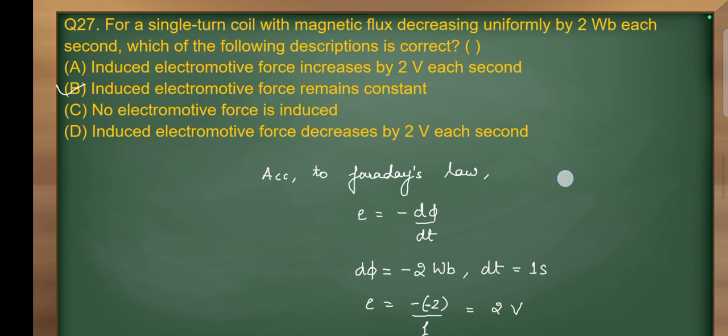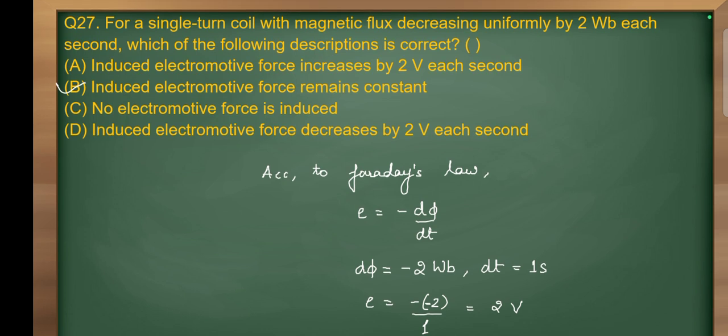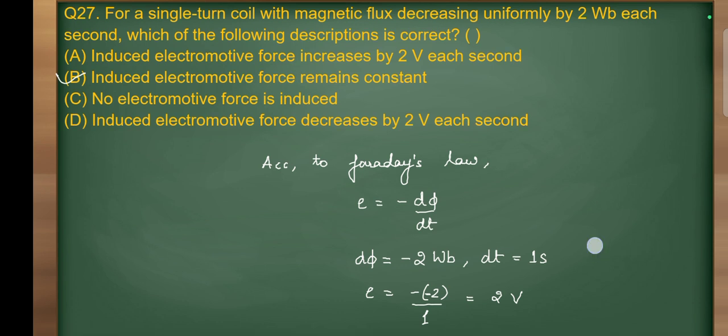Question number 27. For a single turn coil with the magnetic flux decreasing uniformly by 2 Weber each second, which of the following descriptions is correct? According to Faraday's law, we know that EMF induced in a coil is equal to negative of change in flux with respect to time. Here the decreasing flux is given as 2 Weber, so it will become minus 2, and time is given as 1 second. So EMF will be 2 volt and this value is constant. So according to this, option B is correct.